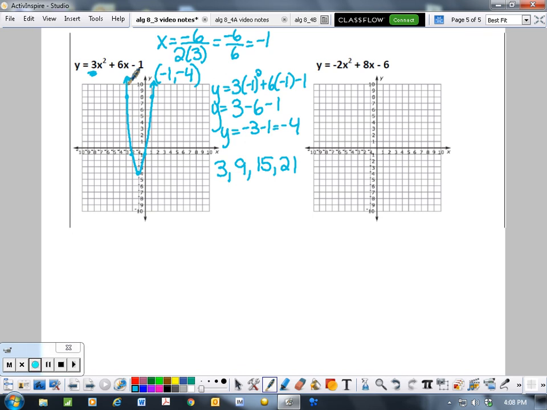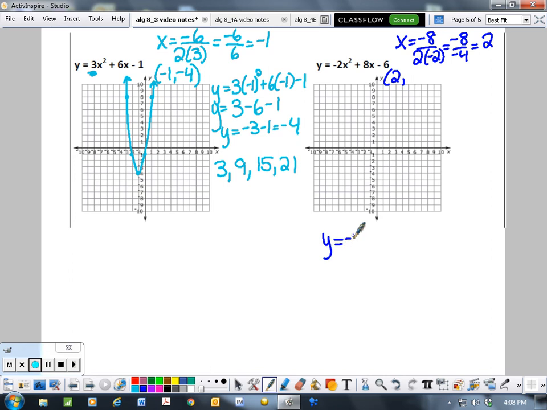Okay, last one. Woohoo! Okay, so start off with our vertex. X equals negative b over 2a. So negative 8 over negative 4, which gives us positive 2. So our vertex will be at positive 2 something. And then we're going to go ahead and plug in. So I'm going to do that down here where I have a little bit more room.